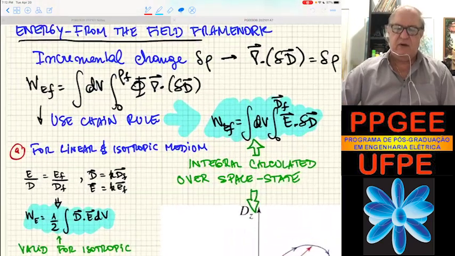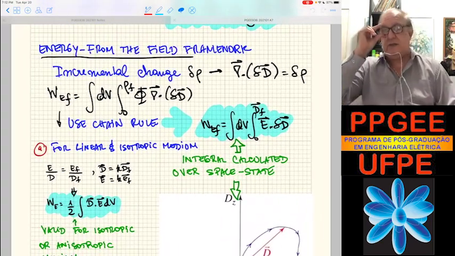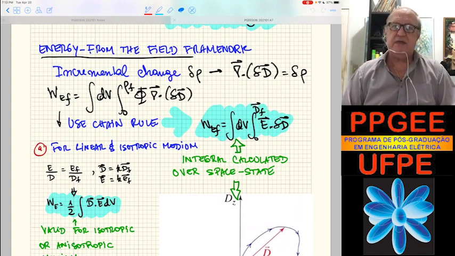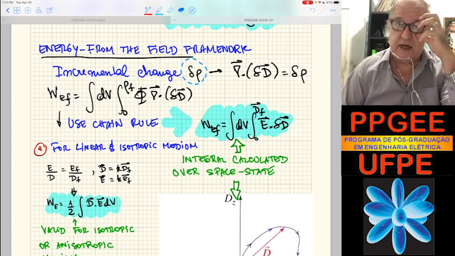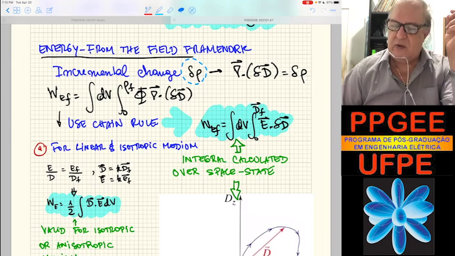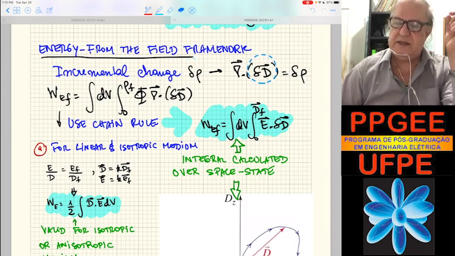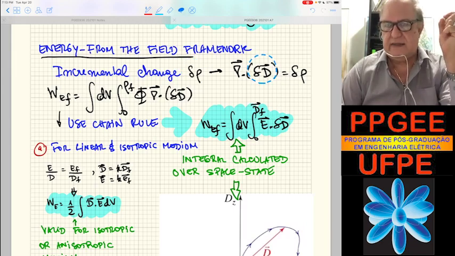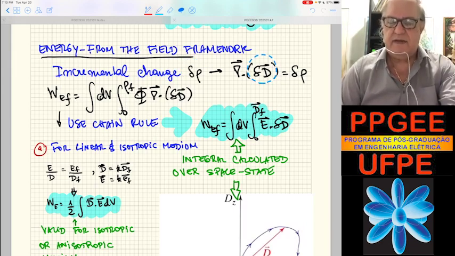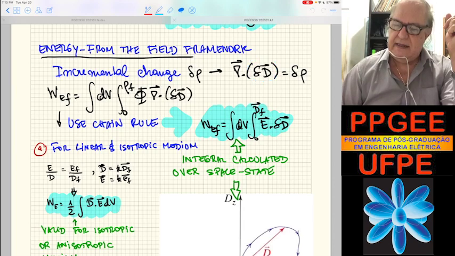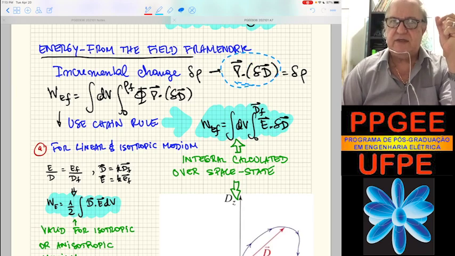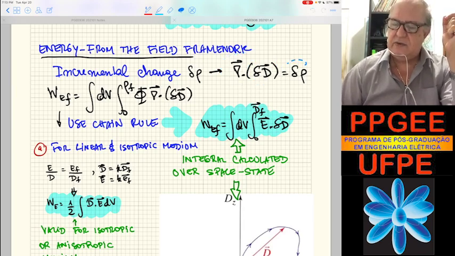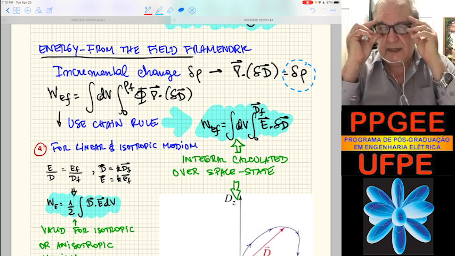Well, in the field framework, we have to see how Maxwell's equations change for an incremental change of rho, the charge density. If there's an incremental change delta rho in the charge density, there will be a corresponding change delta D in the flux density vector, the displacement vector. These are related by one of Maxwell's equations: the divergence of this change in D equals the incremental change in charge density.